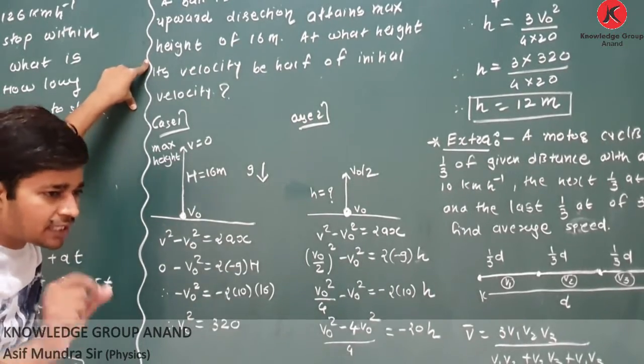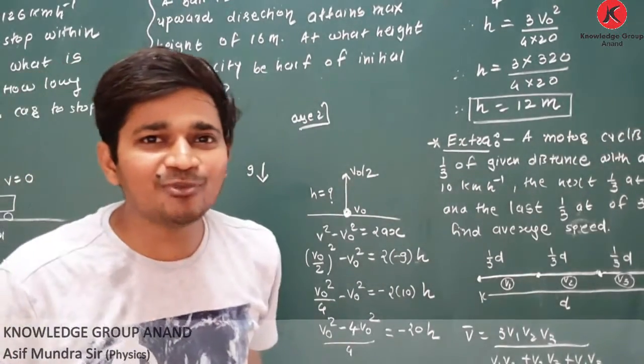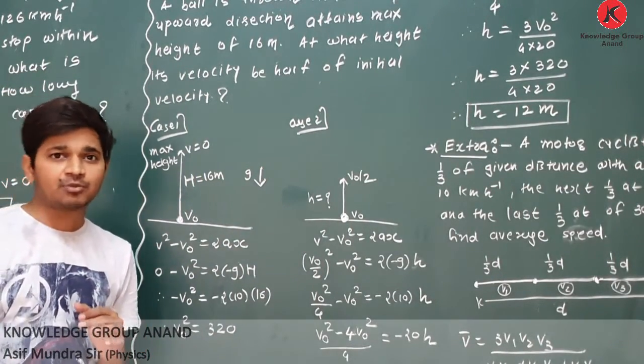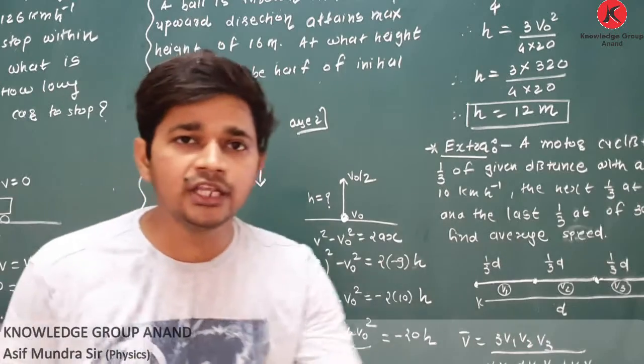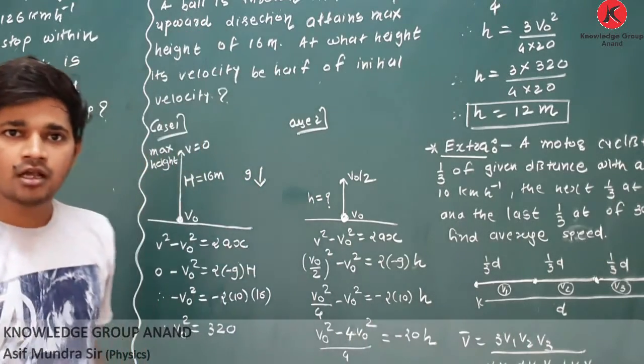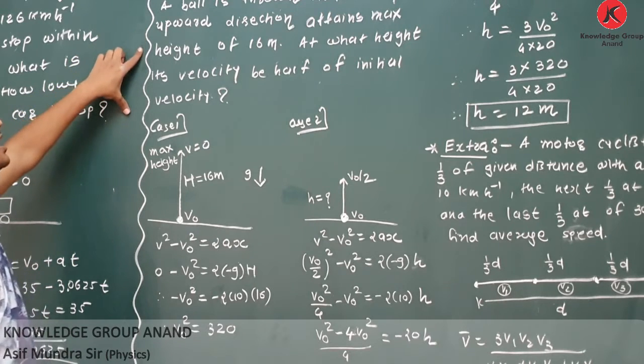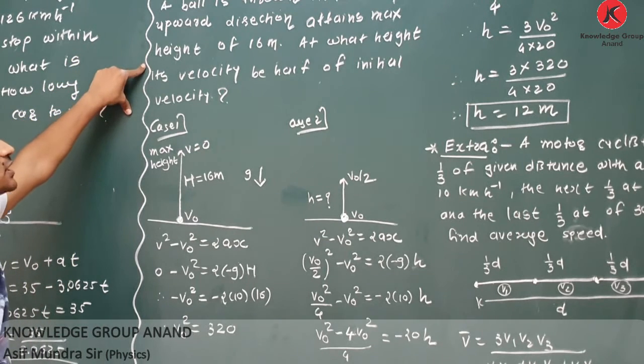Never ever assume that velocity will become half at half of the maximum height, that is at 8 meter. No, it is wrong. It is wrong. Okay. How to solve this? A ball is thrown in vertically upward direction and attains a maximum height of 16 meter.